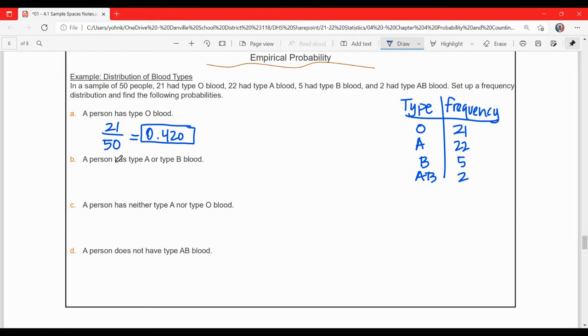If I look at the probability that a person has type A or type B, well, there are 22 that have type A and 5 that have type B. So 22 plus 5, which is 27, over 50. Oh, my bad, I first said 21 plus 5. It's 27 over 50, and I can't simplify that. So that gives 0.540.